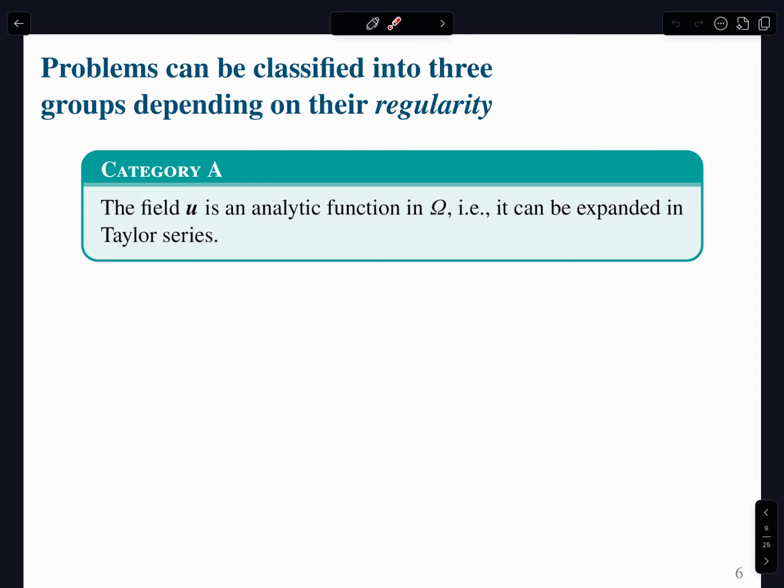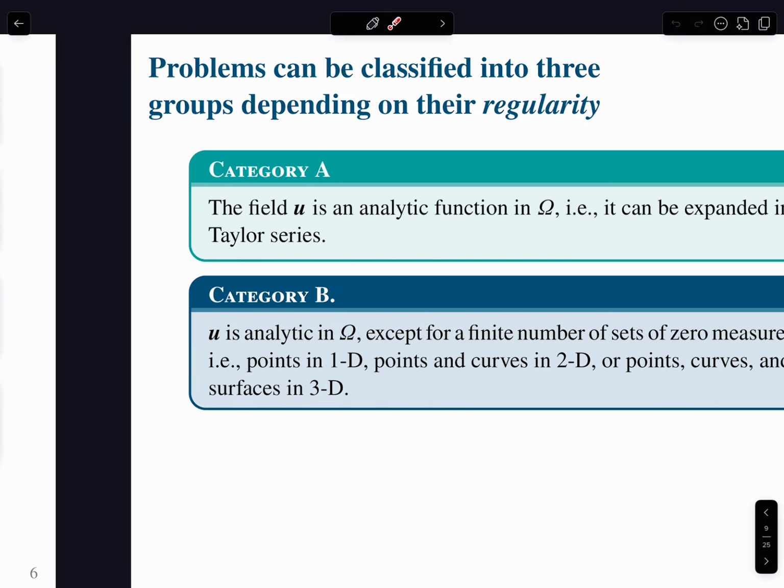And so a first category A, this is comprised of functions that are very nice, right? Very smooth. And so in this case, we can say that the field U is an analytic function, so it can be expanded in Taylor series. That basically means that, yeah, our field is very smooth. And so you would expect the p-FEM to give you exponential convergence, and h-FEM, again, as we discussed, for smooth problems, are going to give you algebraic convergence. But at least problems in category A are those that are nice.